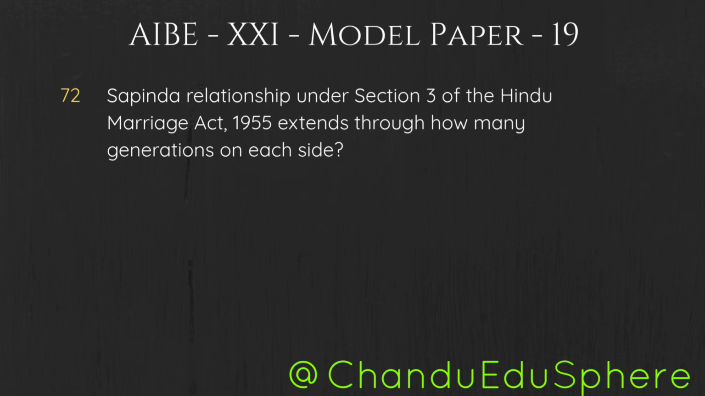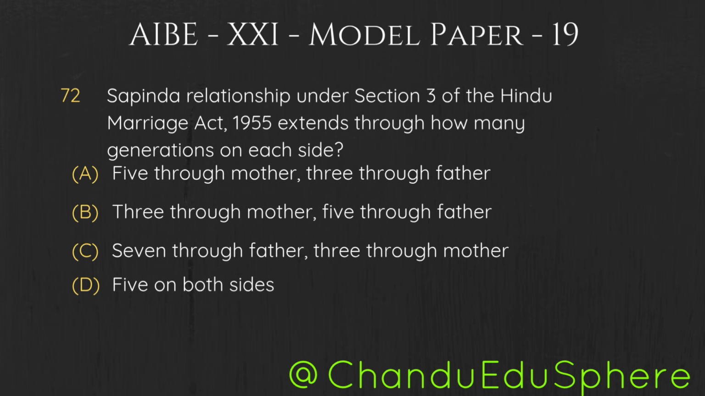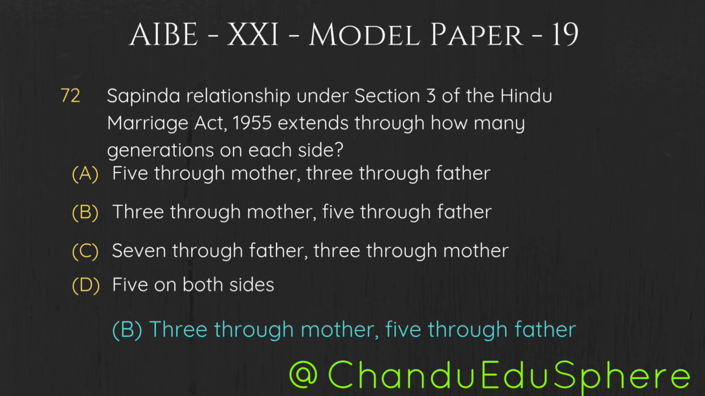Subpenda relationship under Section 3 of the Hindu Marriage Act 1955 extends through how many generations on each side? Section 3(f) of the Hindu Marriage Act 1955 defines the Sapinda relationship as extending up to the third generation through the mother and the fifth generation through the father, both inclusive of the person concerned.